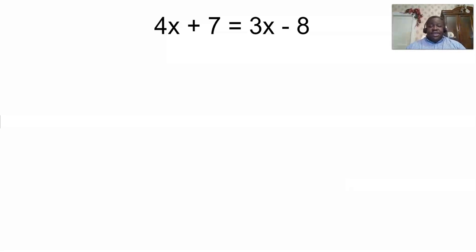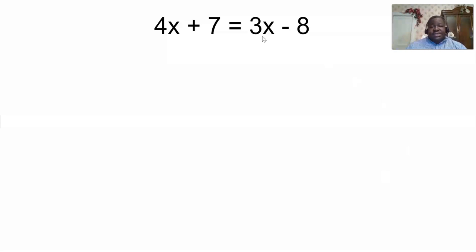4x + 7 = 3x - 8. So what do we need to do? We know from the previous two videos that typically we'll have our variable over on the left when we finish the problem, and then we'll just have our number on the right-hand side of the equal sign. So we have 4x + 7 = 3x - 8.